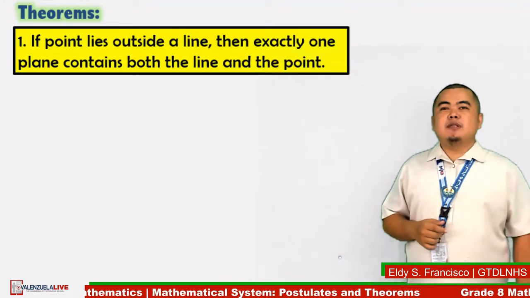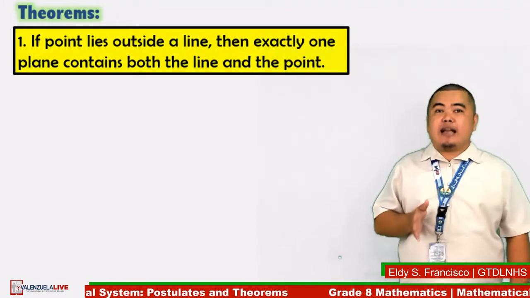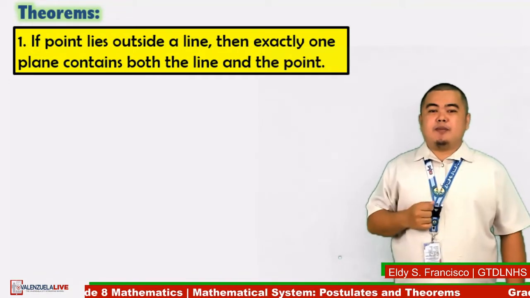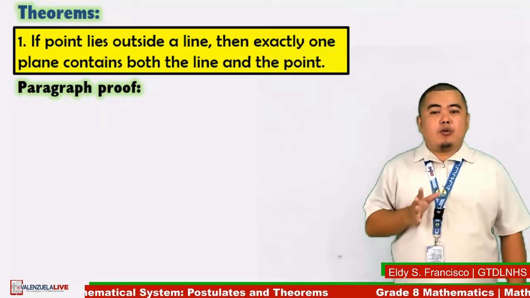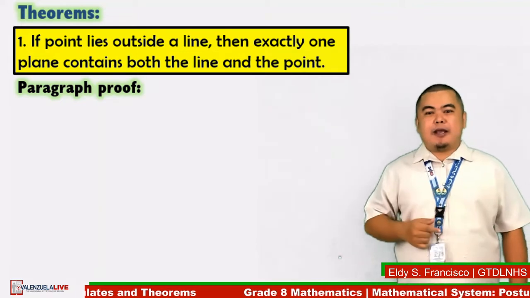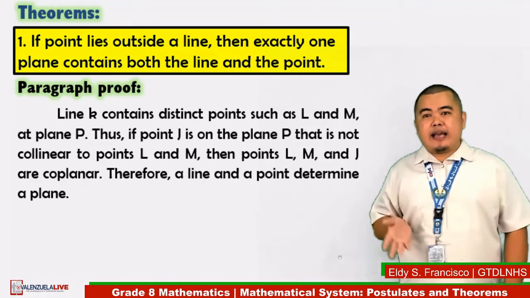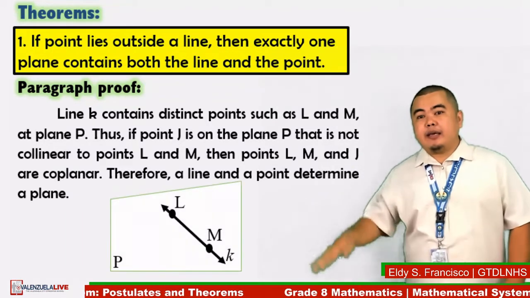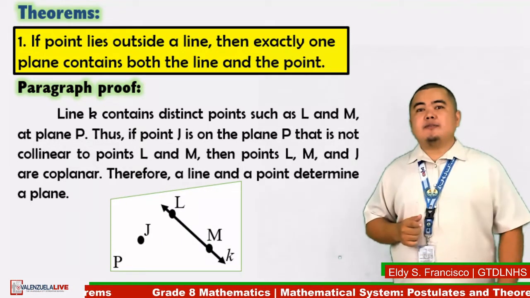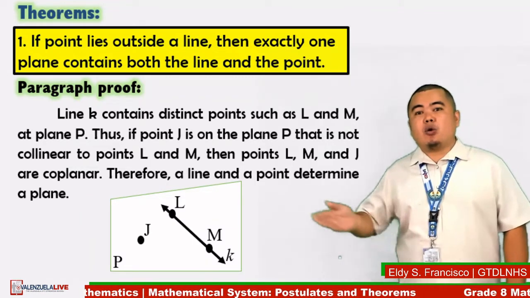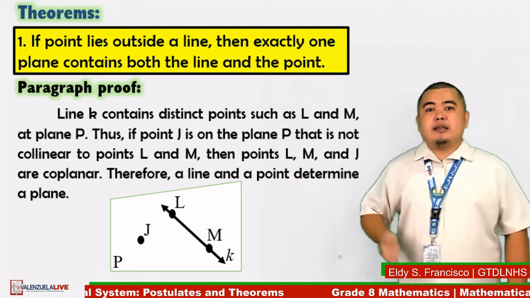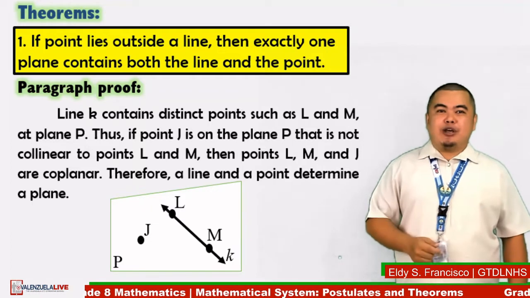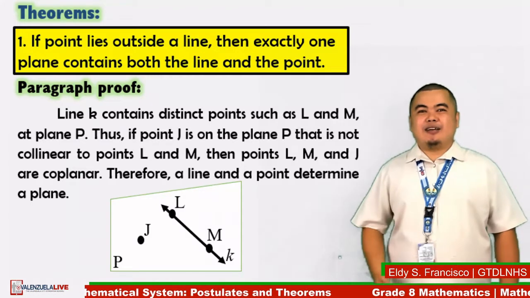First theorem. If a point lies outside a line, then exactly one plane contains both the line and the point. For this theorem, let us use the paragraph proof. While proving, we will also use undefined terms as representation. Let us begin. Line K contains distinct points such as L and M at plane P. Thus, if point J is on the plane P that is not collinear to points L and M, then points L, M, and J are coplanar. Therefore, a line and a point determine a plane. Very good. Okay, this is the first theorem.